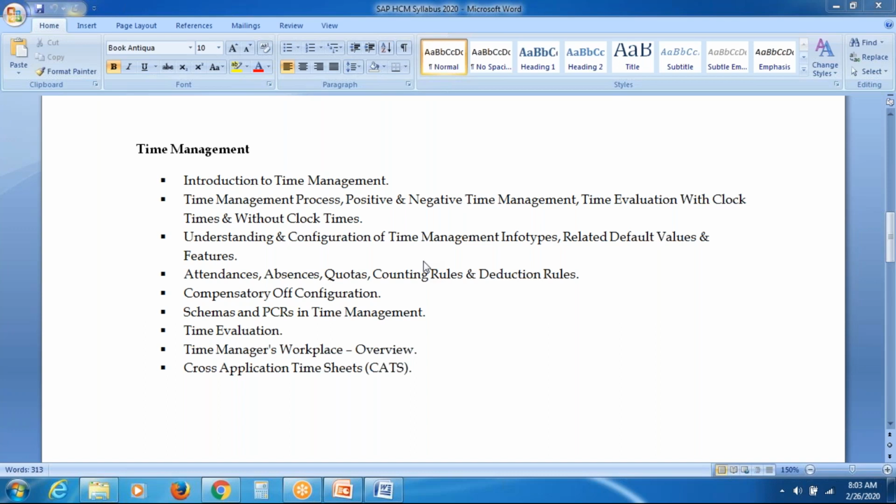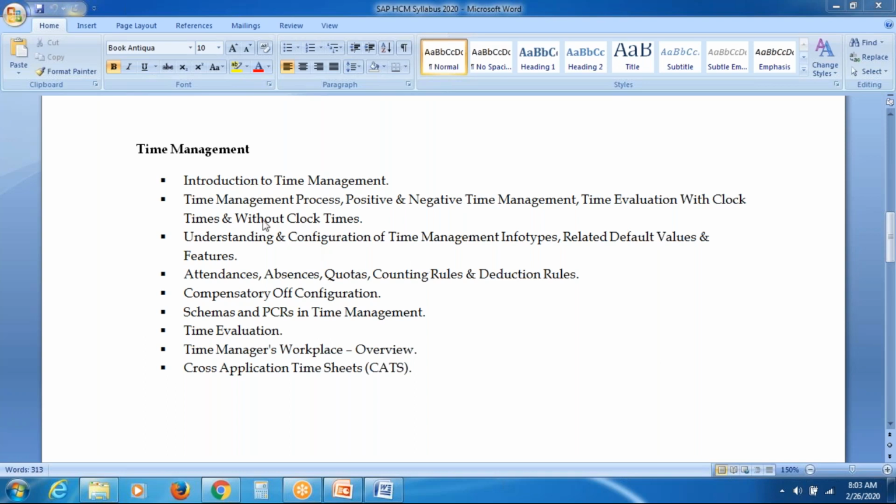So this is going to be the end-to-end process in time management in a nutshell, starting with time data recording till sending the time evaluation results to the payroll department. This end-to-end process is called time management. And then with respect to SAP HR, we have a separate submodule called time management.